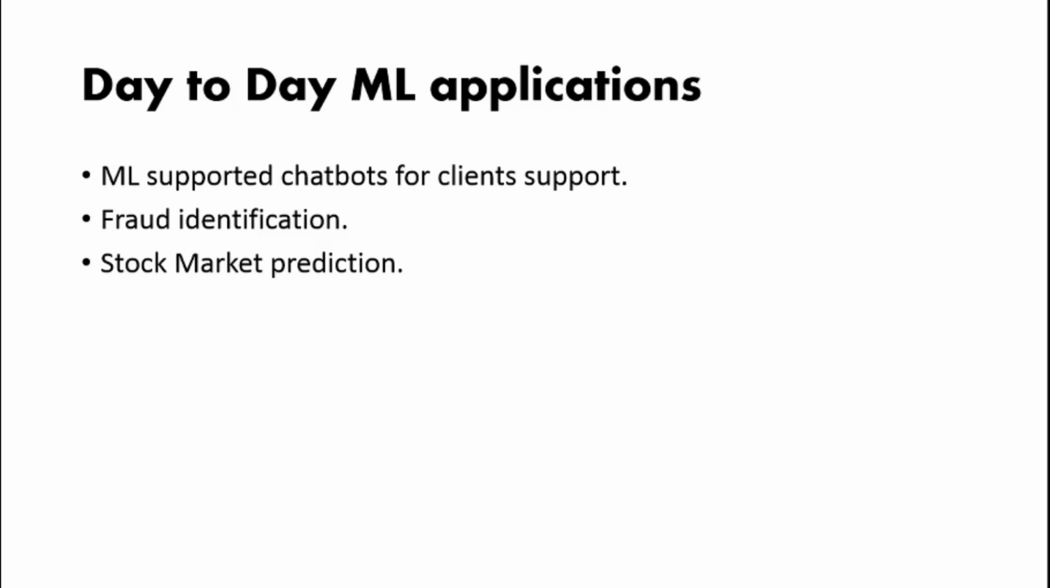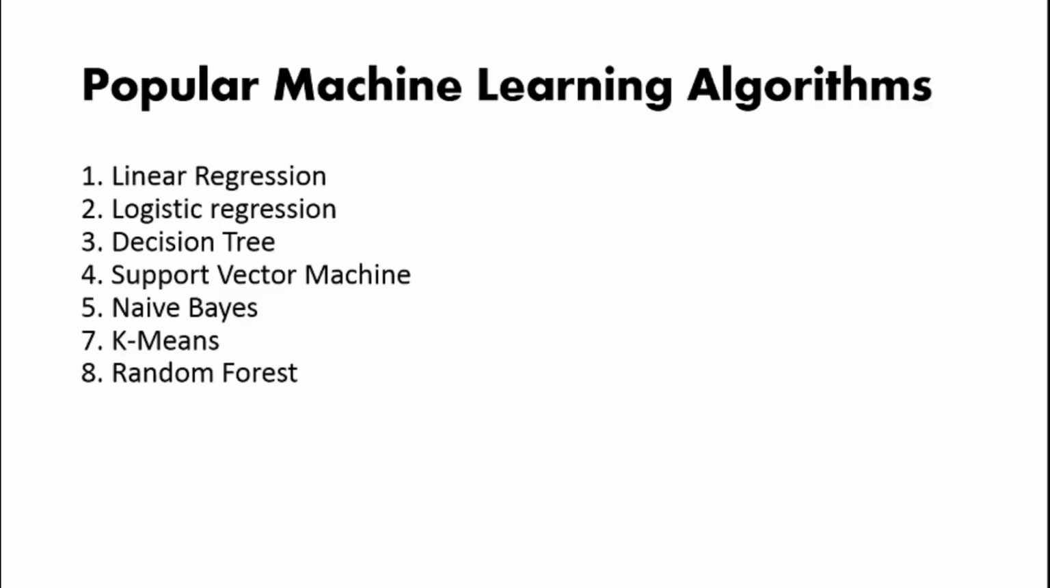Now let's go to day-to-day machine learning applications. Where do we see it? Some chatbots, like let's say we have Siri, Alexa, and you can identify fraud. Fraud detection is used with machine learning, and you can predict the stock market with the help of machine learning. Some popular machine learning algorithms are linear regression, logistic regression, decision tree, support vector machine, naive Bayes, k-means clustering, random forest. All these algorithms we will be using, and we will be making projects as well with this, and I'll be showing you guys how to do it along. And it's going to be a step-by-step process that I'll be posting in these videos ahead.